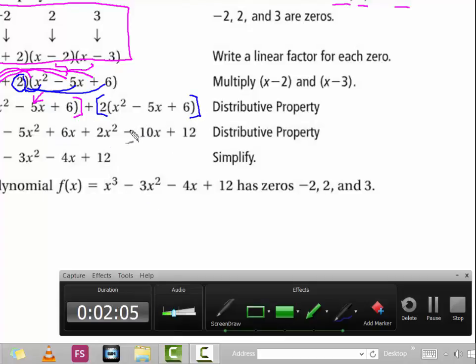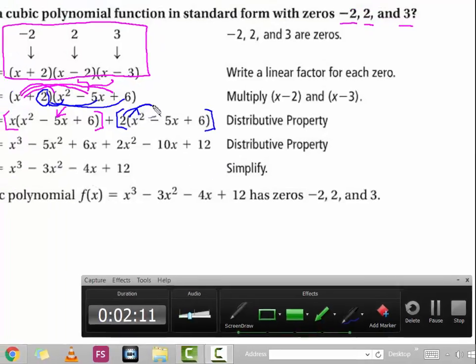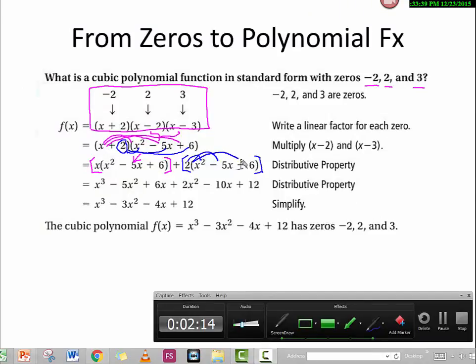And based on this too, we use the distributive property again. So we're going to do 2 times x squared, 2 times minus 5x, 2 times plus 6. So you end up getting this. The same thing applies for this one. So we're going to have x times x squared minus 5x plus 6. This is distribution. Then you end up getting all this. After you get all these terms, you just simplify. Then you're going to have the polynomial function that you're looking for, which has the zeros of these three.